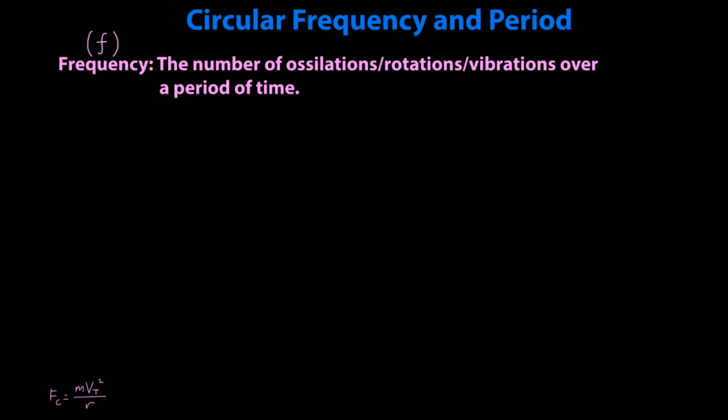Frequency, which is a word you've probably heard before. The number of oscillations, rotations, or vibrations over a period of time. Symbol looks like an italicized F, and in this particular case, you are dealing with rotations. So that means frequency unit, in this case, will be rotations per second, and that idea is going to be pretty important. Side note, this unit has an abbreviation called Hertz, usually abbreviated Hz.